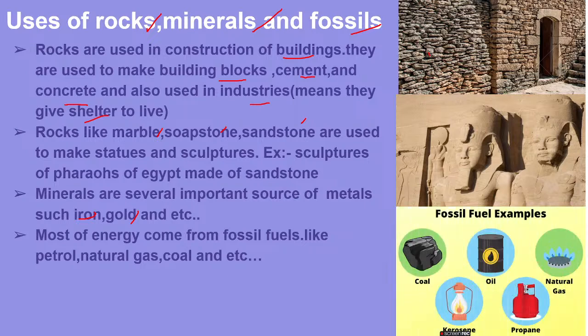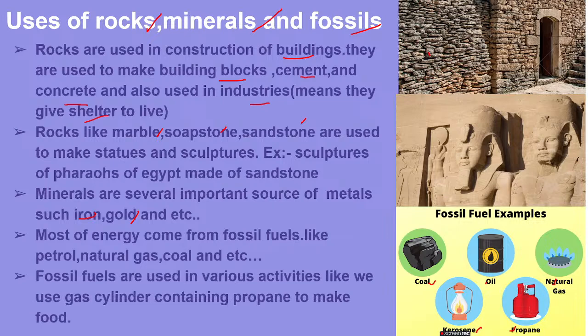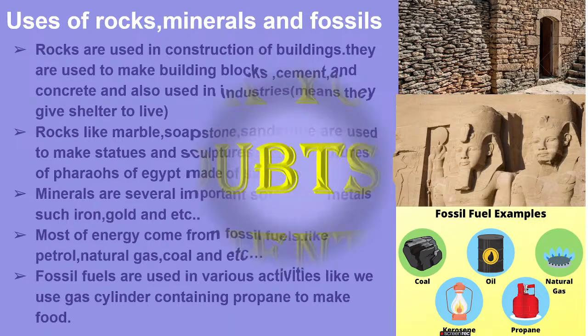For example, coal and petroleum, meaning oil, natural gas which is used in lighting, kerosene which is used in night lamps, and propane which is useful in making LPG, liquefied petroleum gas, which is used in gas cylinders. And this propane gas, as I said, is useful to cook as it is present in the gas cylinder.